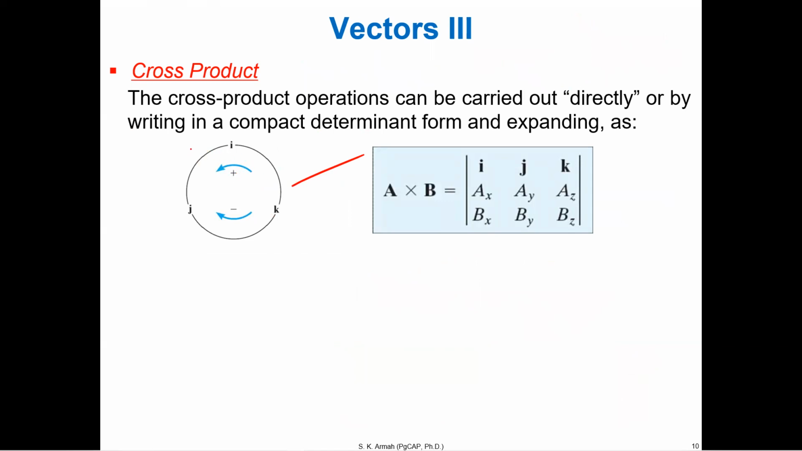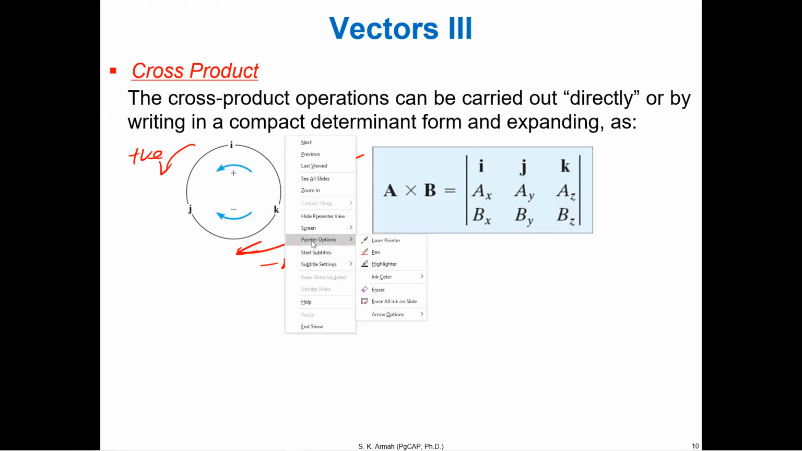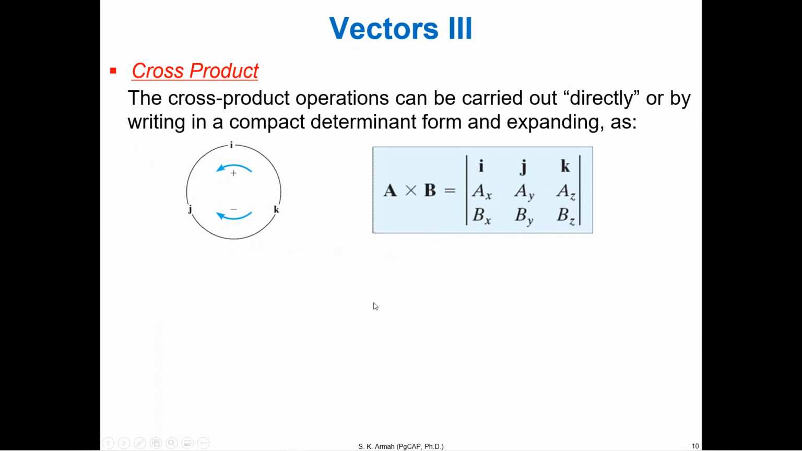So this side is positive, and that side is negative. So I cross J is K. J cross K is I, in that order. Okay, I'll talk about this in a minute.